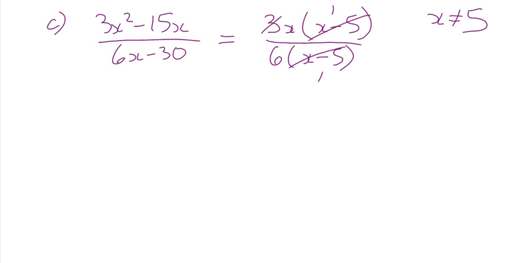Oh, wait, so the 3, that's a 1, that's a 2. What do we end up with? Up top, 1x1, which is x, and on the bottom, 2. So 3x squared minus 15x over 6x minus 30 is the same as x over 2 for all values of x, except when x is 5.